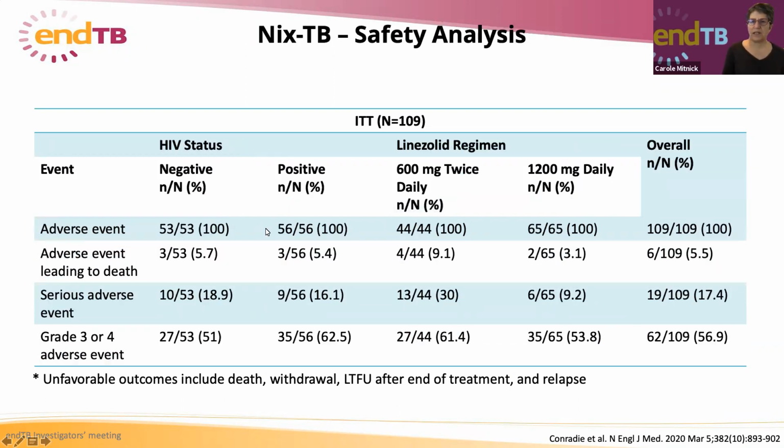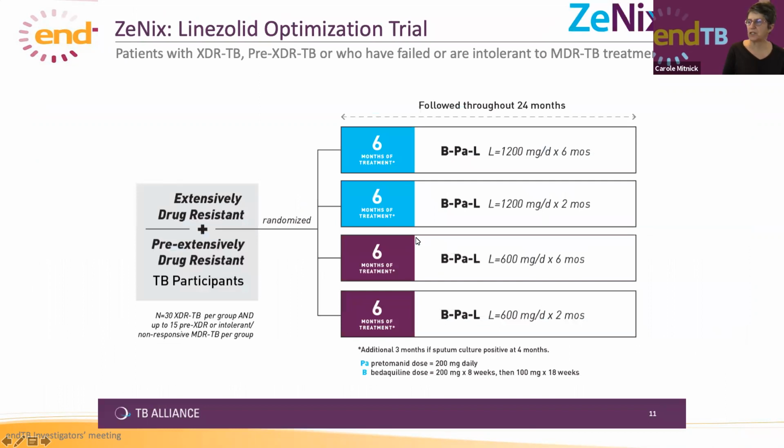Safety, the toxicity was really noteworthy, particularly among the HIV positive populations and among those that got the linezolid dose 600 milligrams twice daily, and then even pretty important among those who got 1,200 milligrams once daily. And this is what led to the change from the 600 twice daily to the 1,200 once daily, and also then to the ZeNix trial, which I'm going to talk about next.